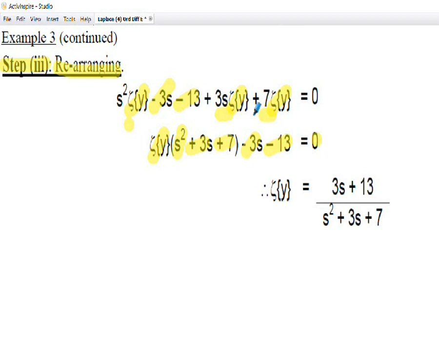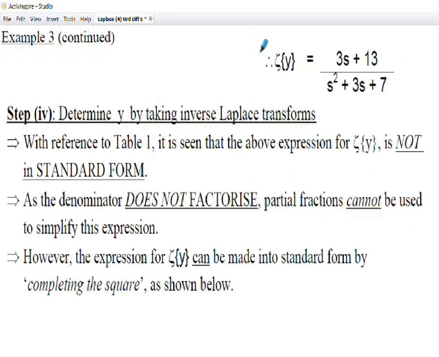Finally, I just simply rearrange the equation. I add 3s to both sides, I add 13 to both sides, and I divide by the bracket, so I divide by the s squared plus 3s plus 7. Now I've got Laplace y as the subject of my equation.